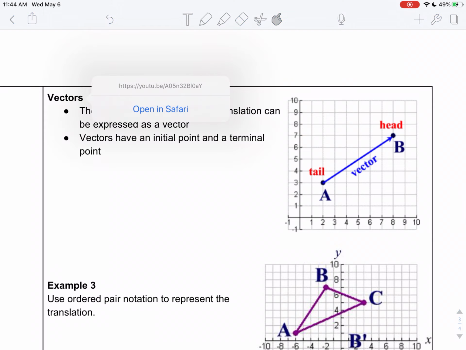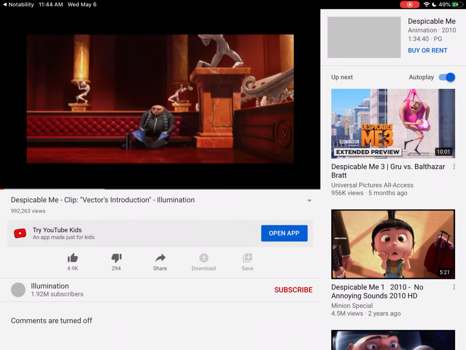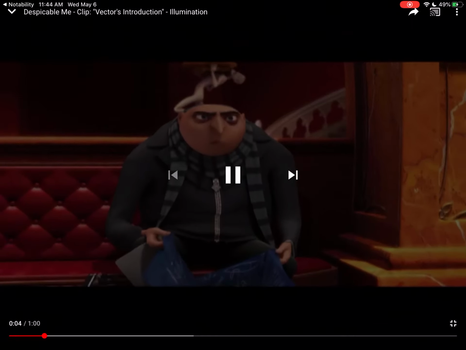All right. We also have vectors, and this is what I'd be showing you if we had our class today. There we go, a little vector action for you.